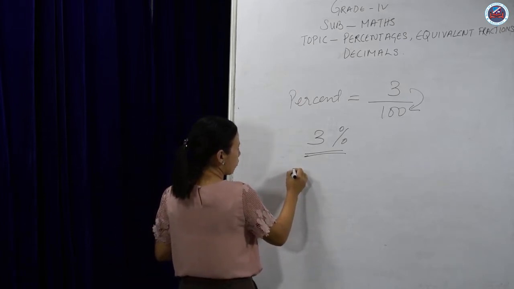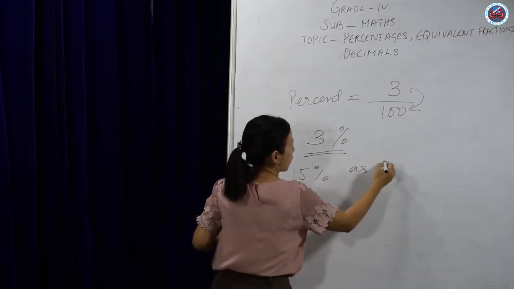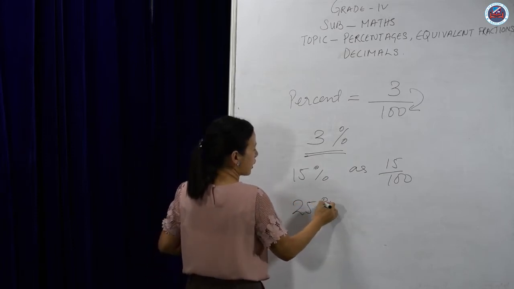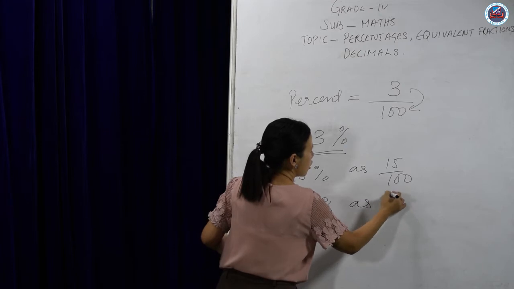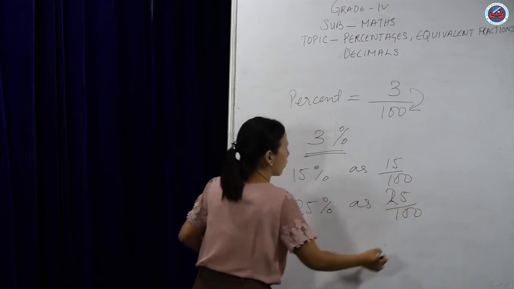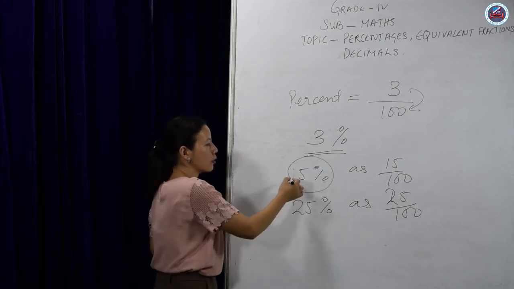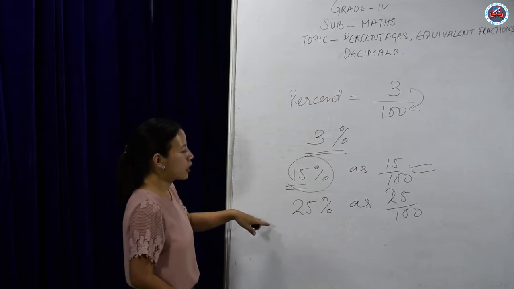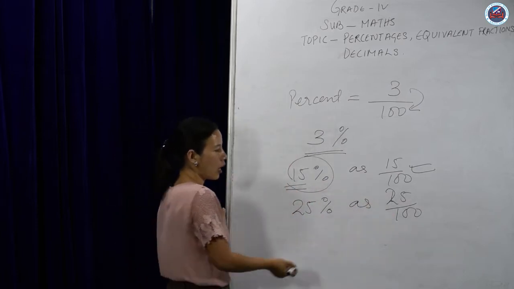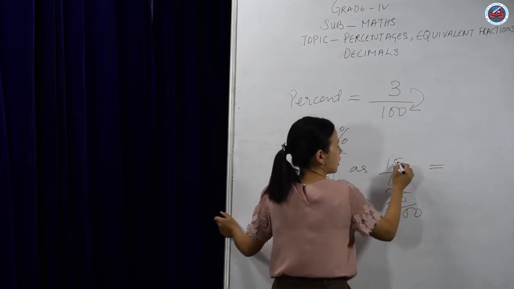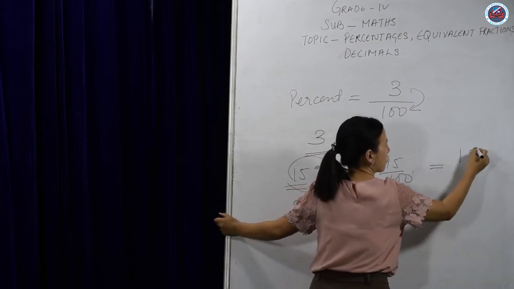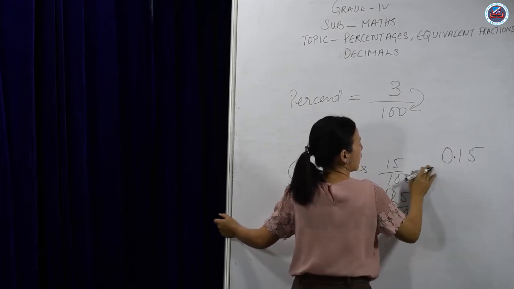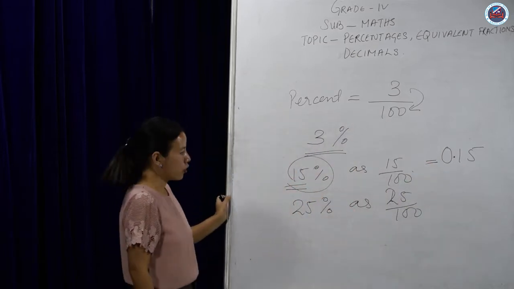So I can write 15% as 15 over 100, and I can write it this way also. That is 25%, and I can write it as 25 over 100. So this is your percent, and this is your fraction number, right? And then we can write it in decimal form also. This is your 15 over 100, so I'm going to write 15 and then count two numbers from the back, 1, 2, and put a point and 0. So that is your decimal number. We can change it like this.